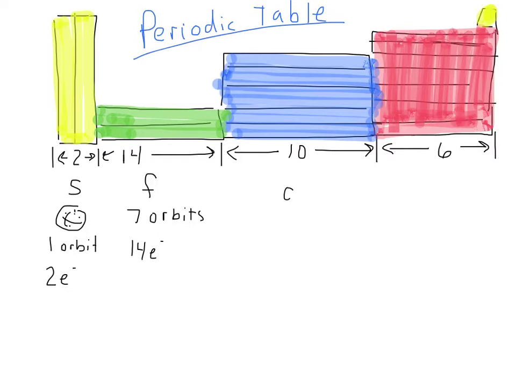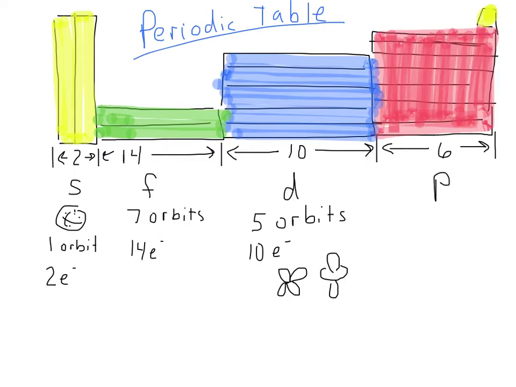Then we had the D shell that is the middle section, and it has five orbits, and it can hold a maximum of 10 electrons. And for the most part, it was a cloverleaf shape on the different axes, except for the last orbit, which was sort of like a cloud. And then we had our last area, the red area, which is the P. And the P had three orbits and a total of six electrons that it could have.